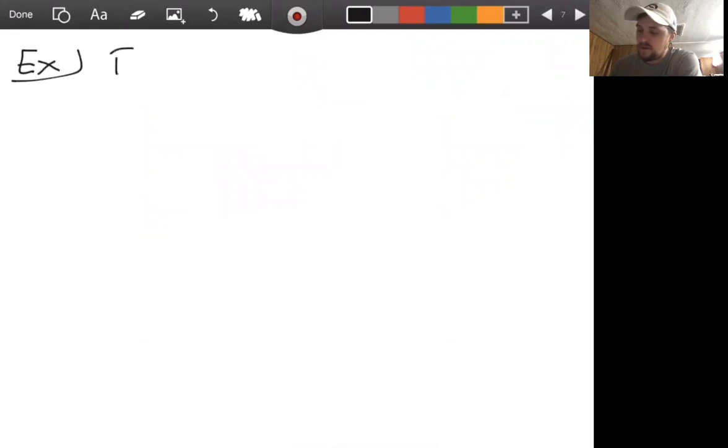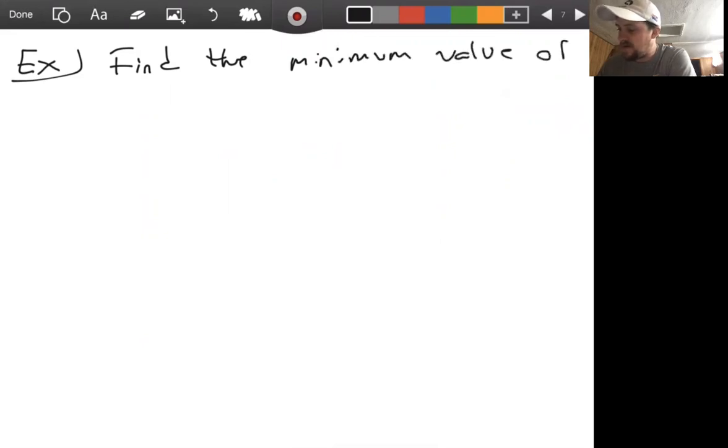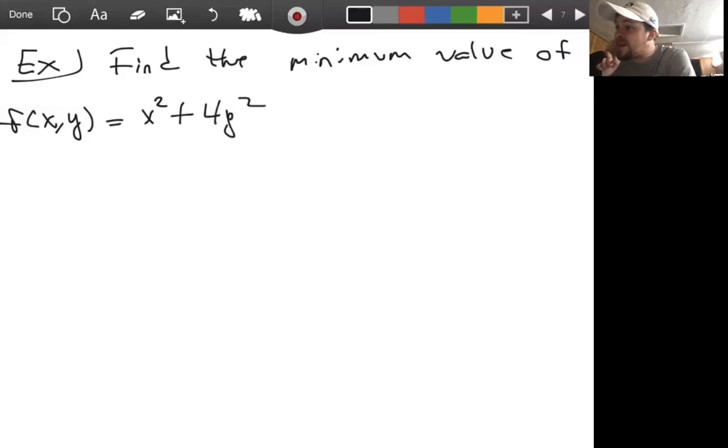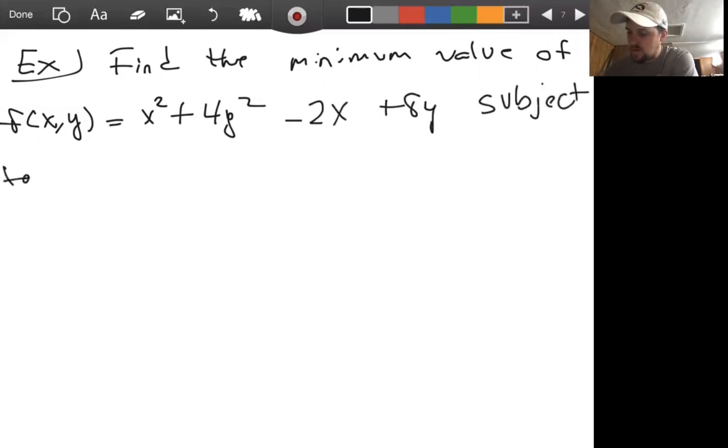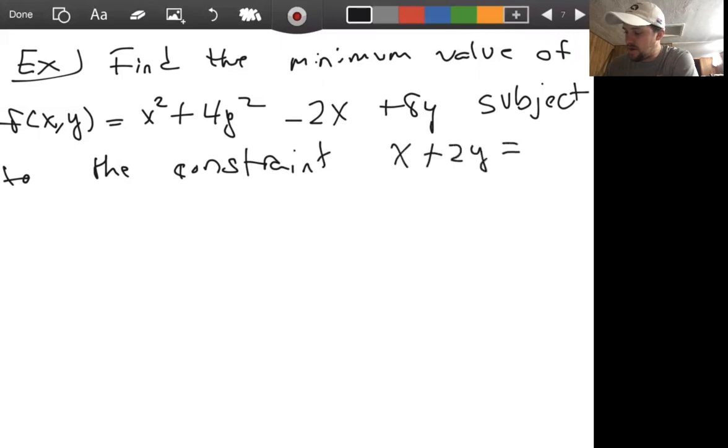So let's find the minimum value of f of (x, y) equals x squared plus 4y squared minus 2x plus 8y, subject to the constraint x plus 2y equals 7.